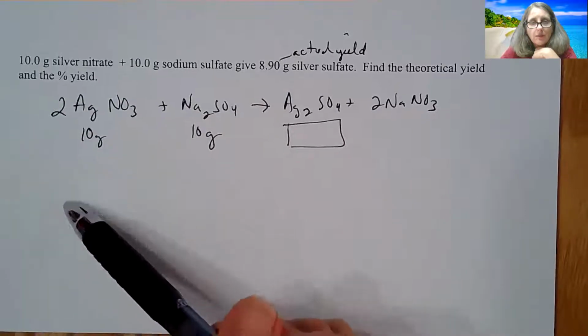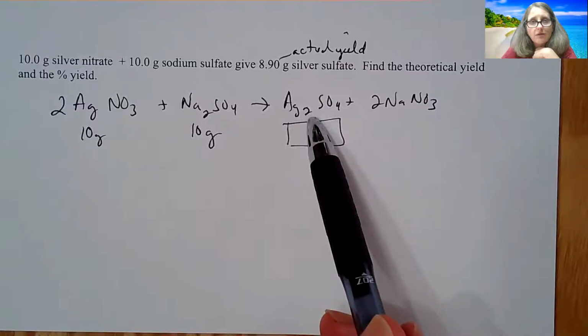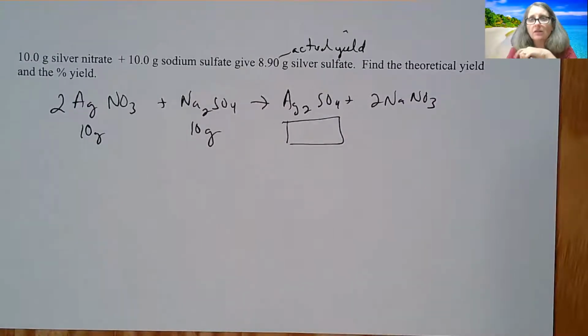So I want you to set up a BCA table, see if you could find how much silver sulfate you should have made, and then see if you could calculate the percent yield.